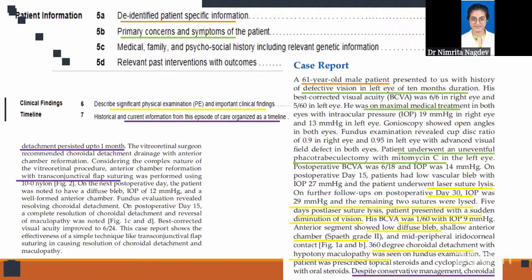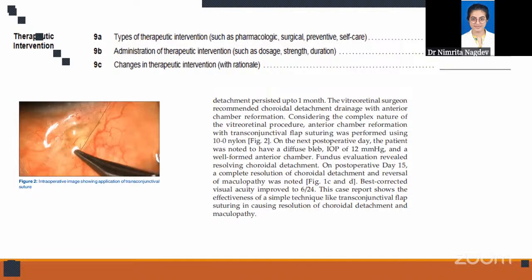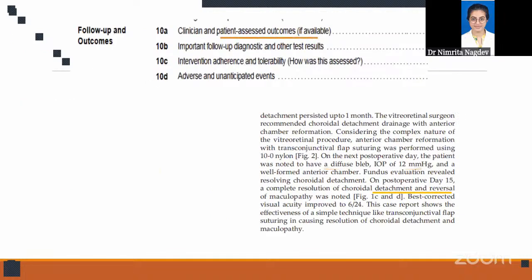with a proper timeline. Then, was any diagnostic assessment done? In this case, a B scan was done, which showed 360-degree choroidal detachment. For the therapeutic intervention, in this surgical intervention, transconjunctival flap suturing was done. And then at follow-up, the patient had a complete resolution of choroidal detachment and reversal of macular hypotony.